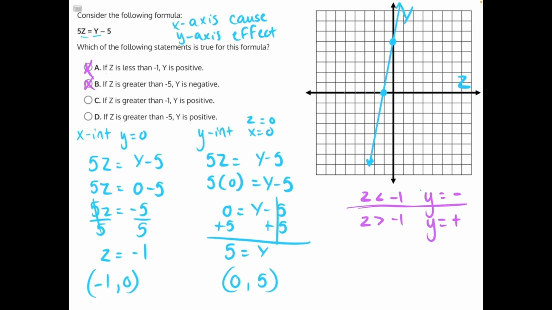C says if z is greater than negative 1, like it says here, y is positive, which is true. That is what it says there, and that is what our graph reflects. So that means answer choice C is our correct answer.